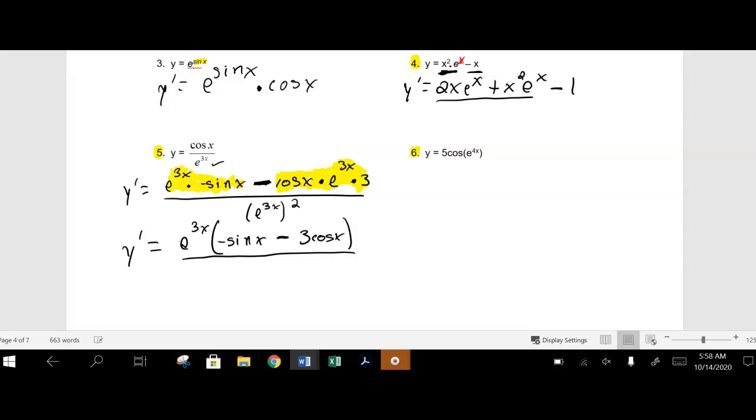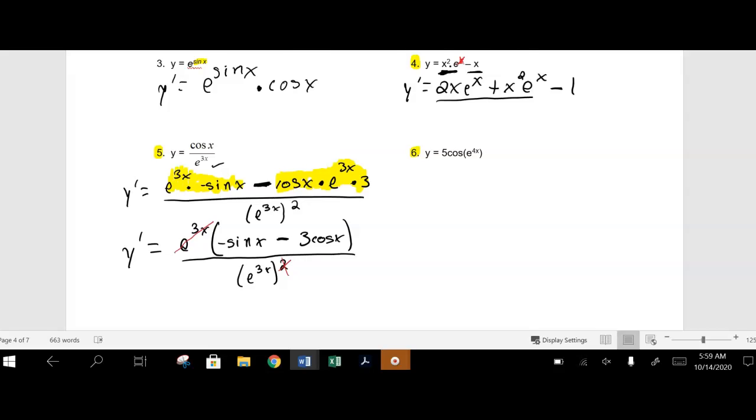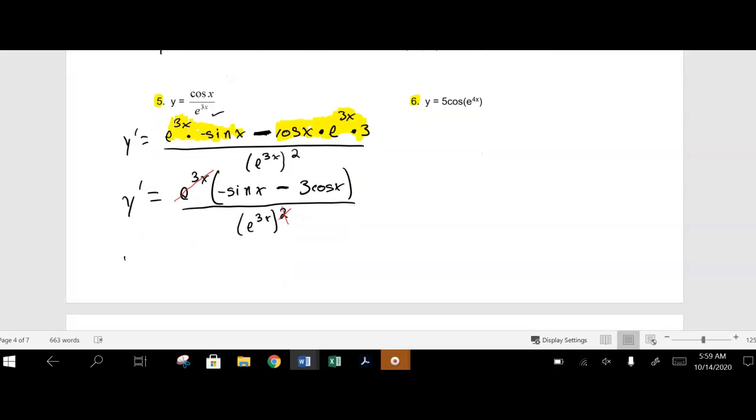If you notice in your denominator, we have an e to the 3x 2 times. By pulling out that e to the 3x in the numerator, what we can now say is this e to the 3x is going to cancel with one of these in our denominator. So I'm just going to cancel this out. Instead of 2, we would have 1 now left over in the denominator. So our final answer would be a negative sine of x minus 3 cosine of x, all over now just 1 e to the 3x. So quotient rule with a little bit of algebra there to clean it up.